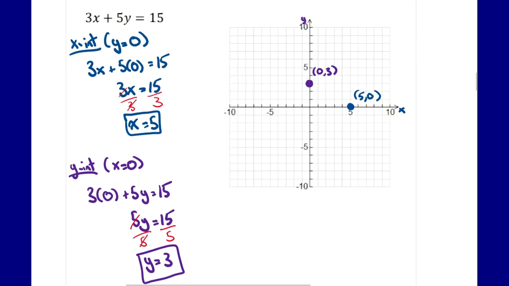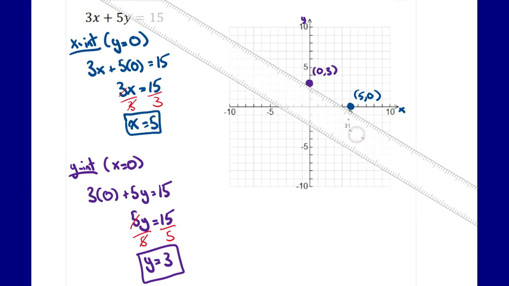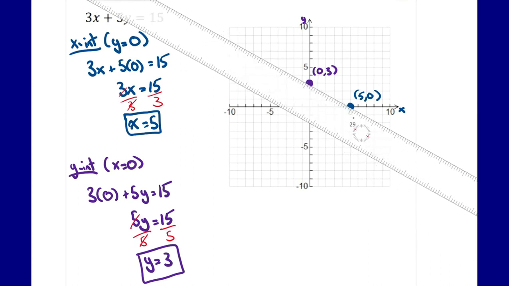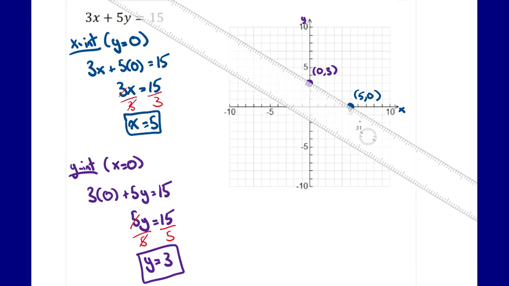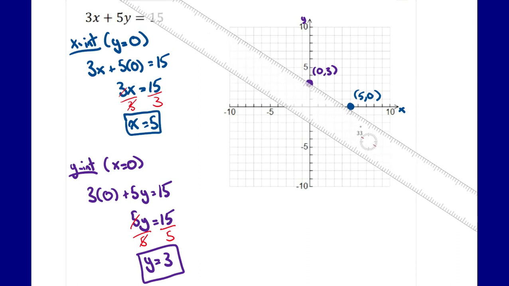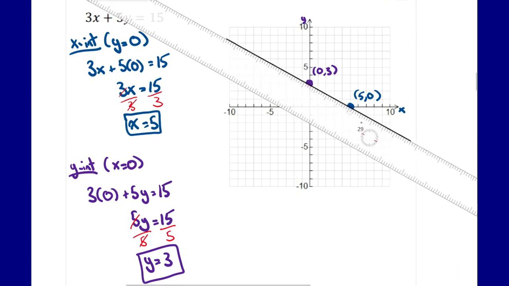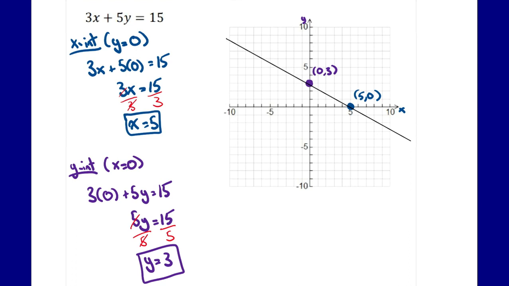And now I can graph. I have 2 points. Ideally, we would like 3, but when we're dealing with the intercept method, 2 is strong enough to give us enough information to line it up and draw our line. So that would be roughly what our line would look like for this equation.